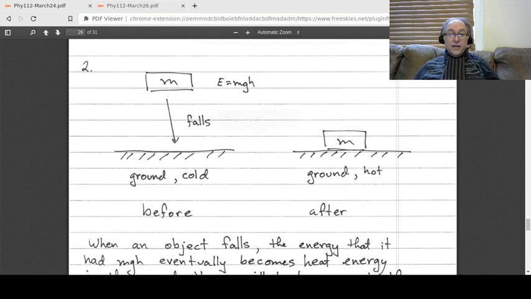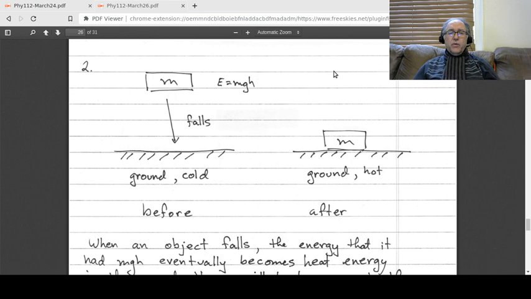And the answer is the energy came from the heat in the ground. So the heat in the ground will go into this mass and cause it to pop up into the air. Energy is conserved. So it's not that it's a violation. Running this thing backwards doesn't violate the first law. But it never happens. You never see this happening.